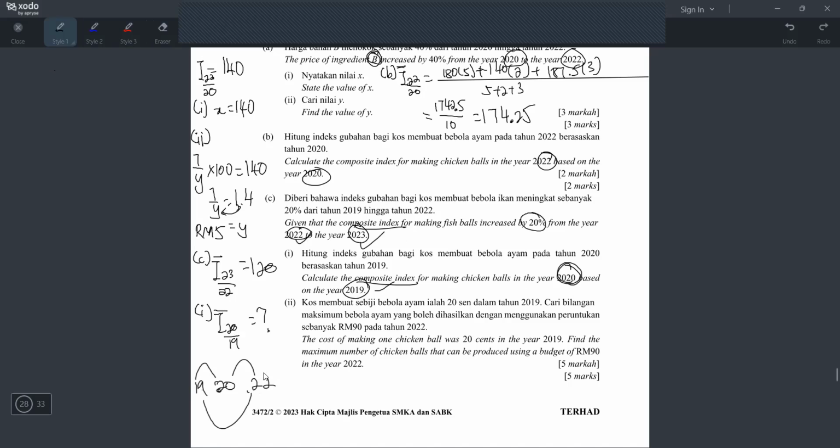So if I put 2022, the 174.25 is the composite index for 2022 based on 2020. So the 174.25 can write here. And then 20 over 19, which is this one, I want to find this. And then the 120, can I write down here? The answer is no, right? So I think it's very clear to me that I need to write 2023.